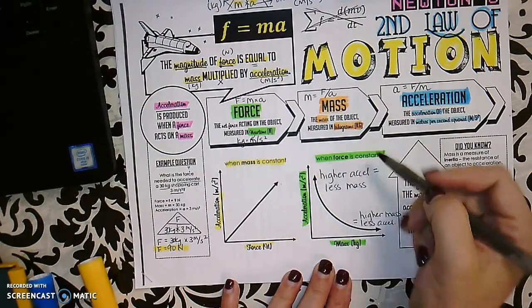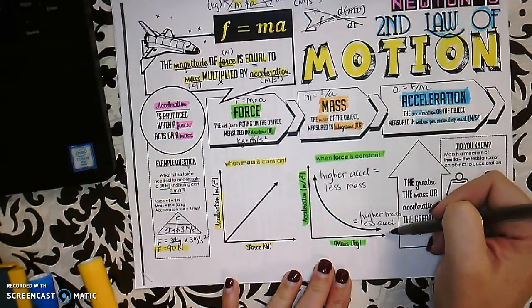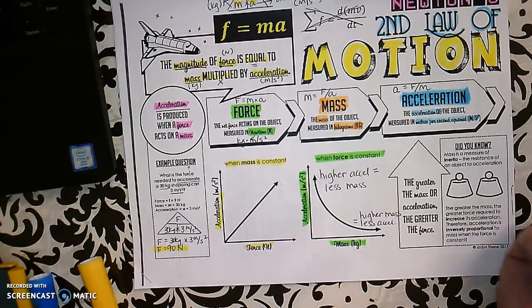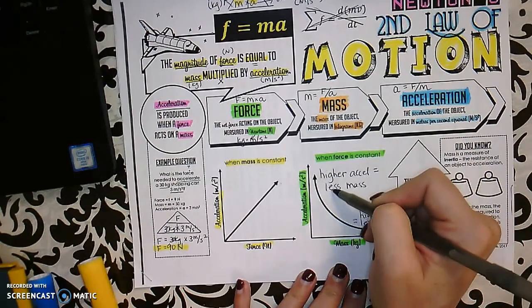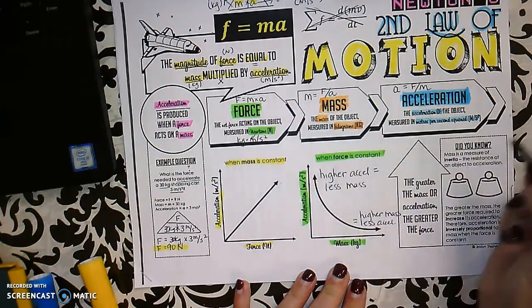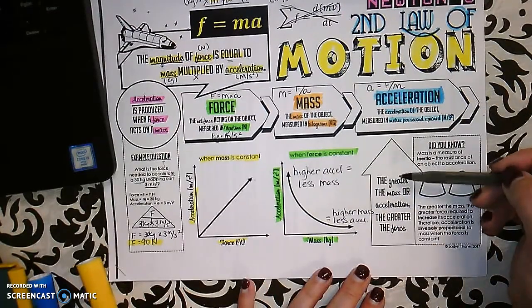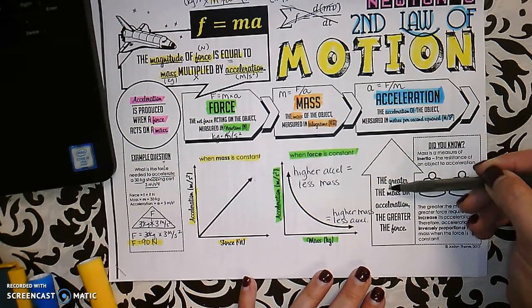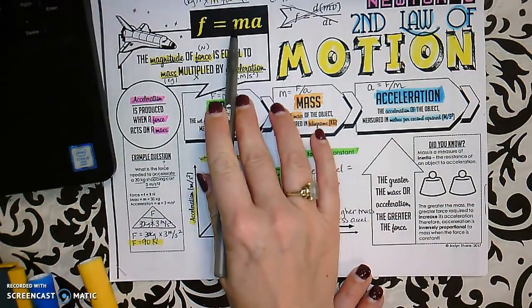Okay, if force stays the same, if you have a larger mass, you're going to have less acceleration. It's going to be less acceleration that you can apply to it. If you have the same amount of force, then you have a little mass, then you can accelerate it a lot higher. It can go a lot faster at a greater rate. And then this last piece over here, the greater the mass or acceleration, the greater the force.